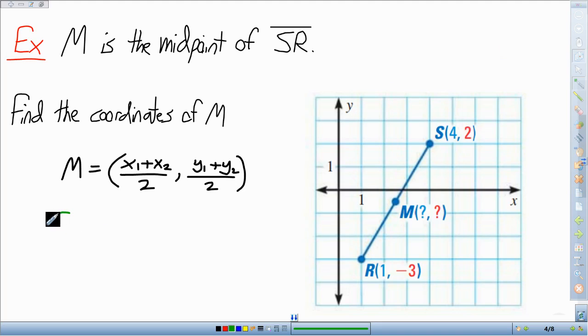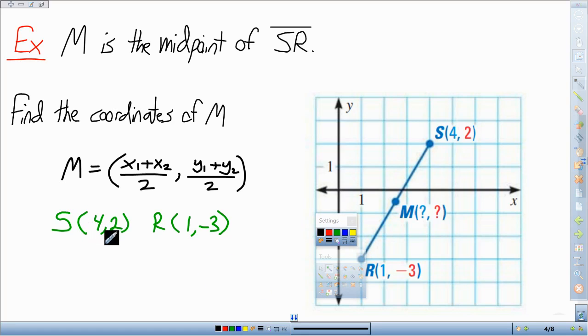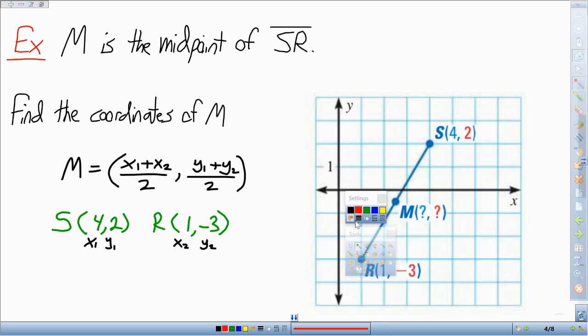All right, so actually, now let's just put them underneath here. Okay, so S is at 4, 2, and R is at 1, -3. Which, by the way, we can see that we went to the right one, down 3. Okay, so let's label these. Here's my first X and first Y. Here's my second X, second Y. All right, now we will get these plugged into the right spots. And you'll see this is actually even easier than the distance formula because there's no square roots and all that stuff.